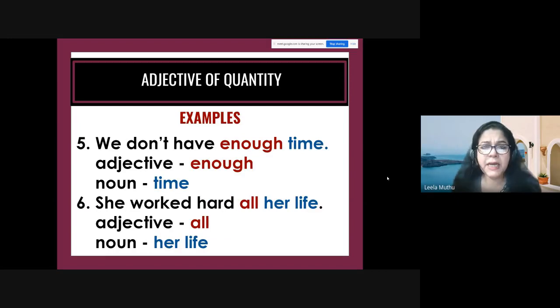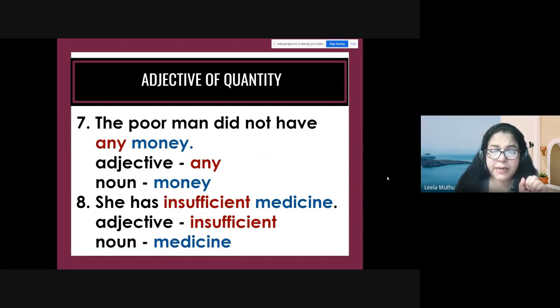How much time do we have to finish the exam? We don't have enough time. Uncountable noun, time, so we use enough. She worked hard all her life. How much of her life has she worked? All her life. The poor man did not have any money. How much money does he have? He doesn't have any money.